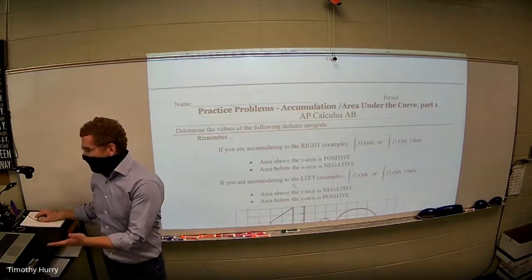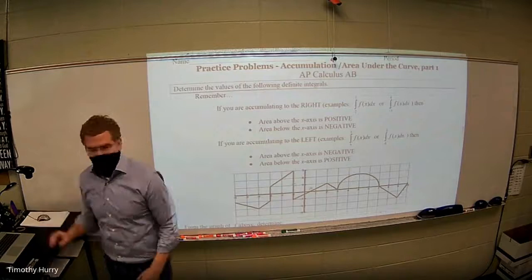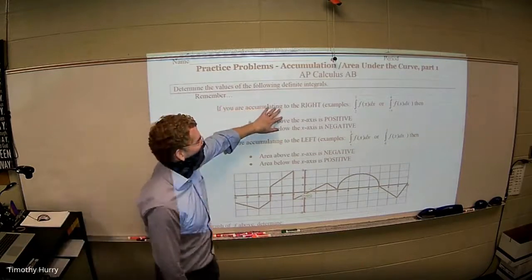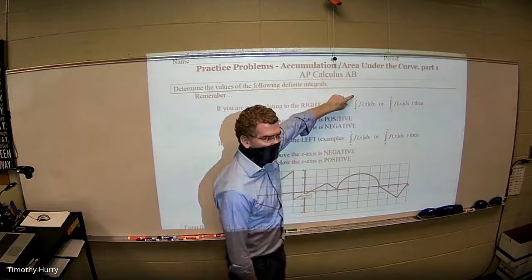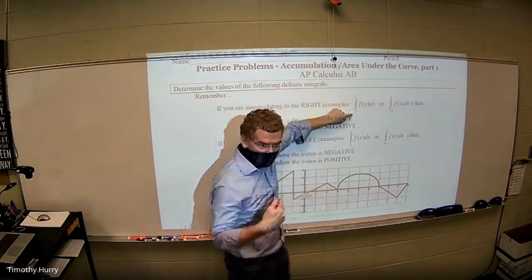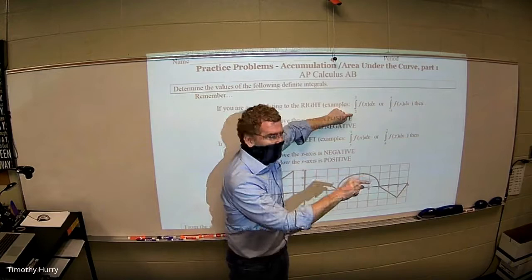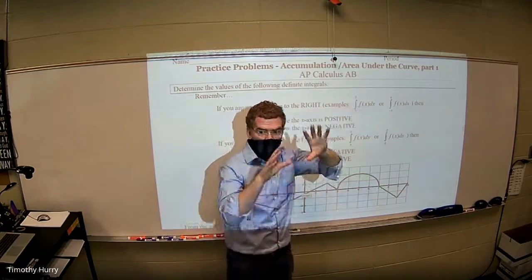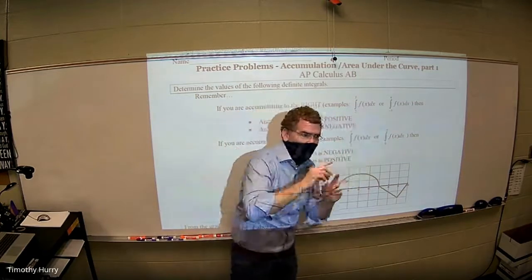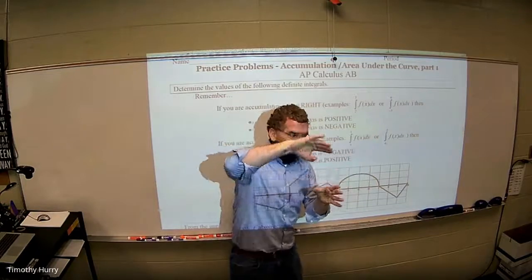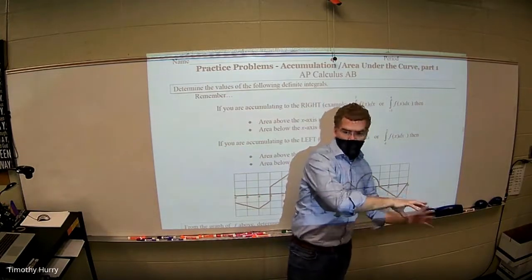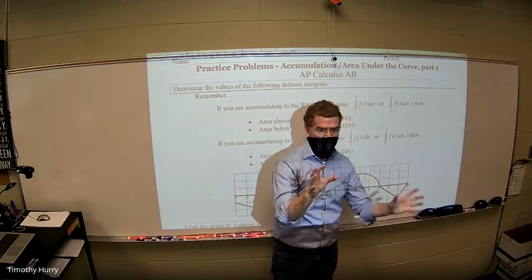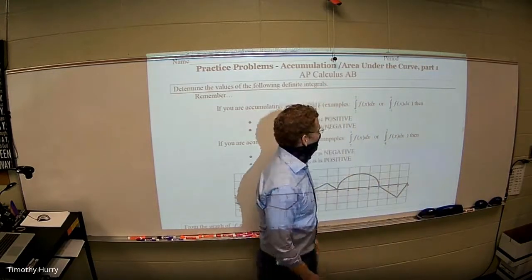I just kind of want to walk you through some of these. So if you see something like this, accumulation, integral of the function from 2 to 7, I'm heading to the right, right? So any part of that function that was above the x-axis, since I'm heading that way, would be a positive value. And if it dipped below, any of that area between the function and the x-axis would be a negative, and I would just take that positive and that negative and add them together, right?